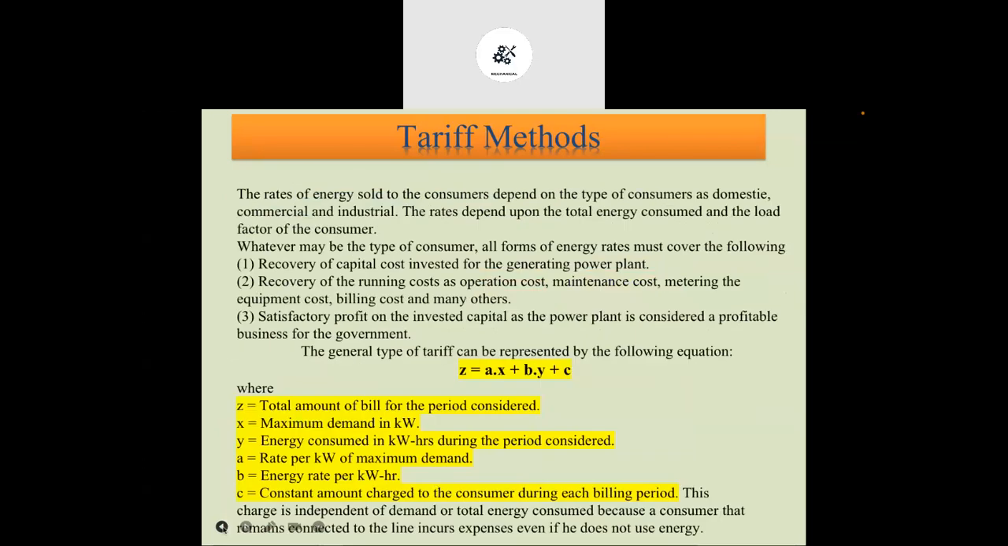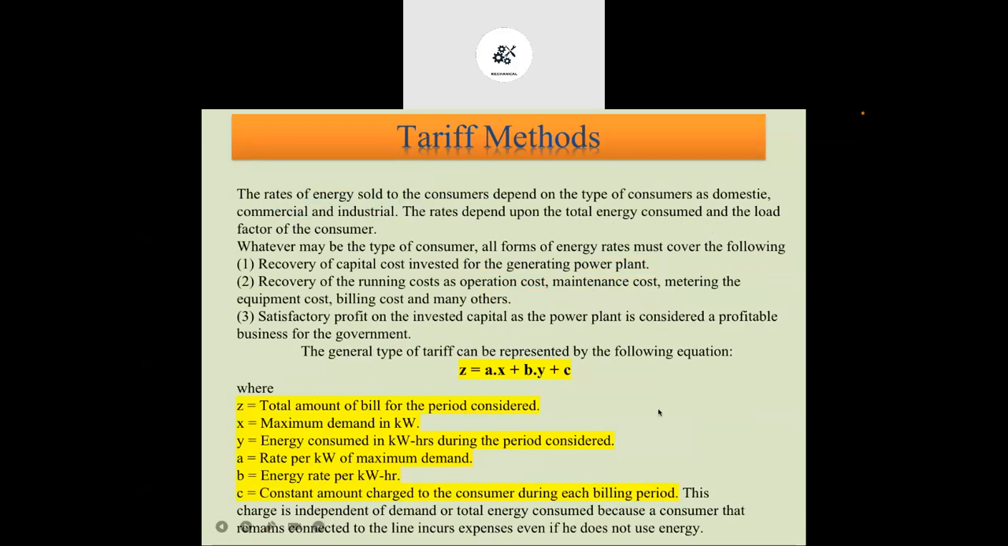In that energy cost, we have to consider three main different variables: the first two variables and three constants. The first variable is the maximum demand in kilowatt, and the second is energy, the total energy consumed by the consumer. Now, the maximum demand is a different one, and the total consumption is a different one.